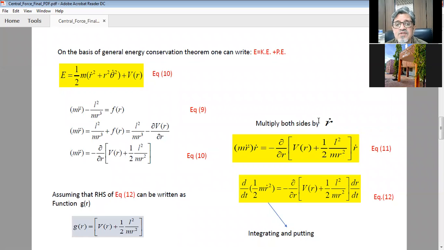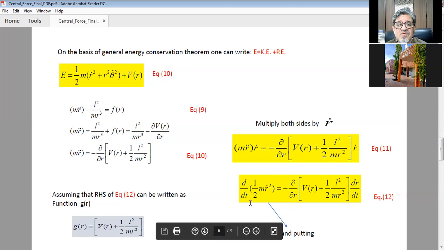Now multiplying both sides by r dot. So this side is also multiplied by r dot. So m r double dot r dot equals minus del by del r of V(r) times r dot, plus L squared by m r cubed times r dot. Again, the same thing we have done because we have taken d/dt out of the bracket. So we have to do the same trick, integration, and if you open it up, we come to this part: d/dt of 1/2 m r dot squared plus V(r) plus 1/2 L squared divided by m r squared, equal to dr by dt. So this is equation number 12.